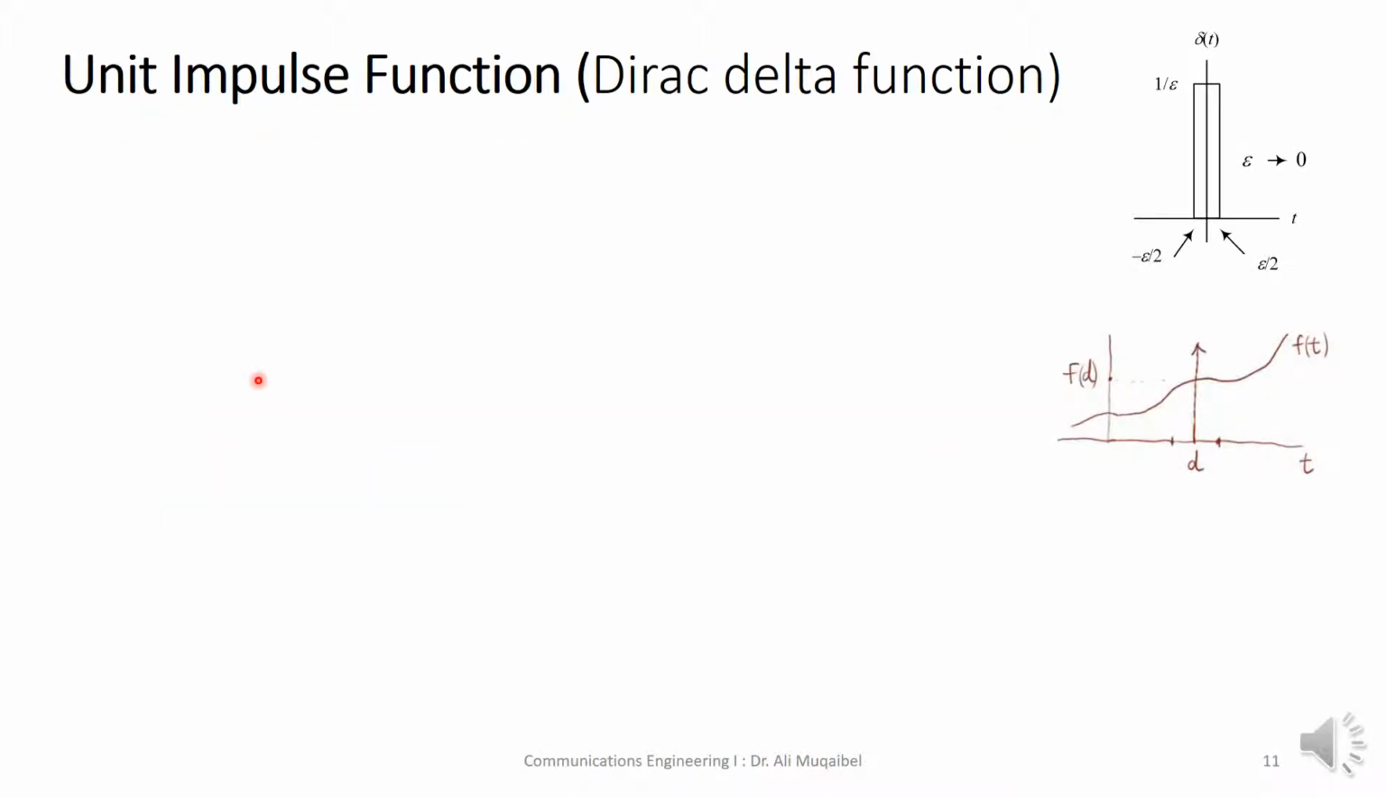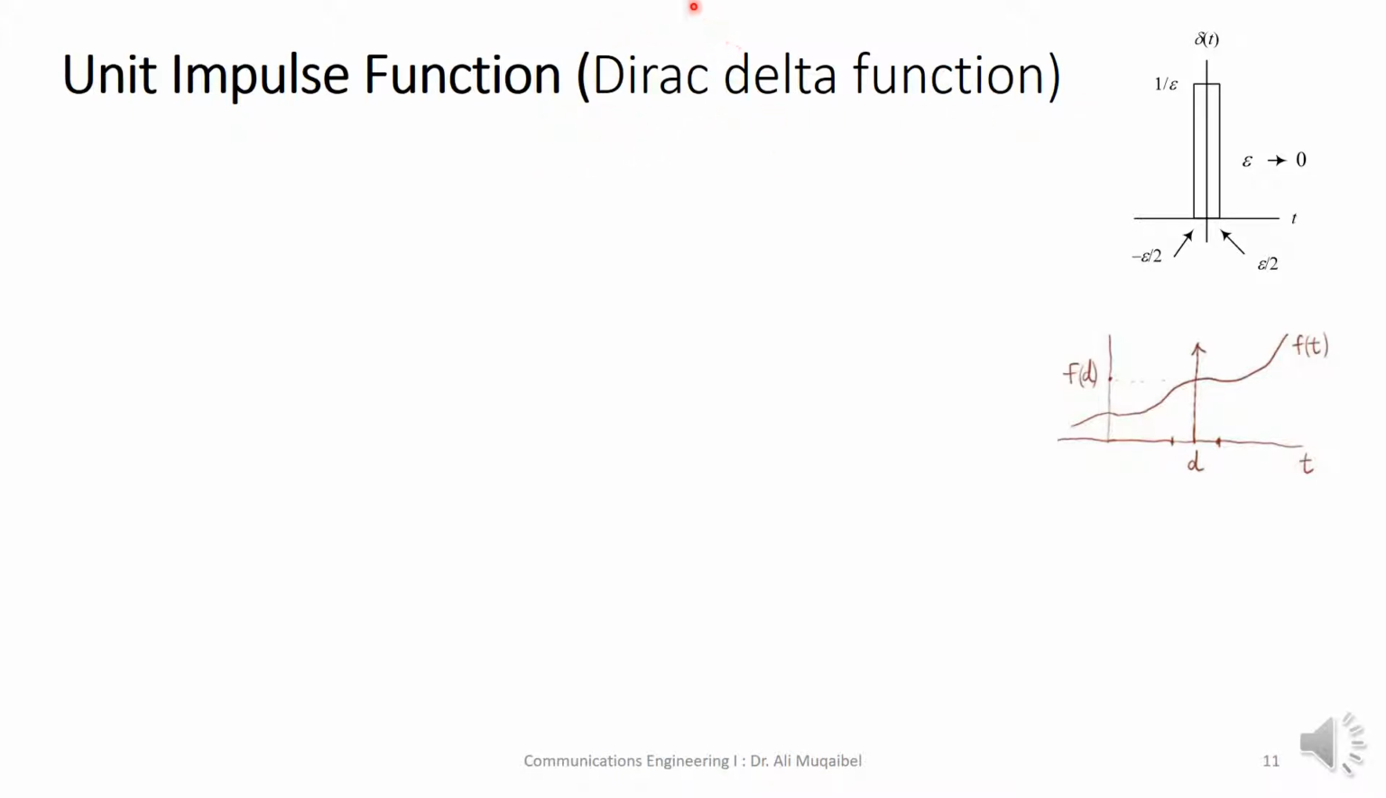Okay, now let's finish here with some important functions. The first one is the impulse function. It's also known, the unit means it has an amplitude of 1. It's an impulse function because we will have also pulses. When I say impulse, it's a different thing. It's also known as a delta function or Dirac delta function.